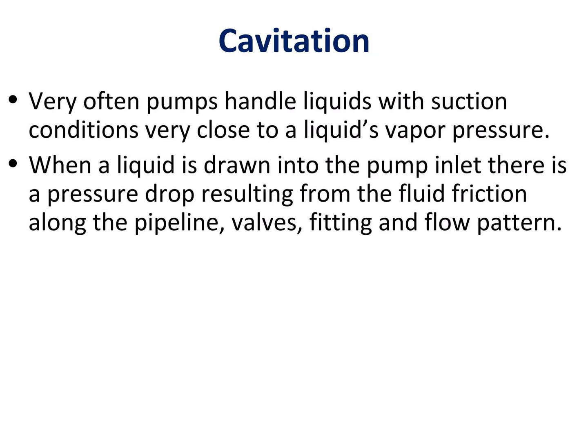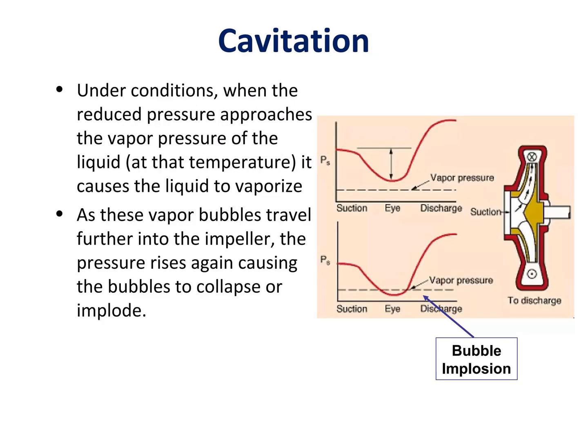After discussing the concept of vapor pressure and boiling point, back to the cavitation. In industries, very often pumps handle liquid with suction condition very close to the liquid vapor pressure. When a liquid is drawn into the pump inlet, there is a pressure drop resulting from the fluid friction along the pipeline, valves, fittings and the flow pattern. You can see in the figure, due to these, the pressure of the fluid inside the pump decreases.